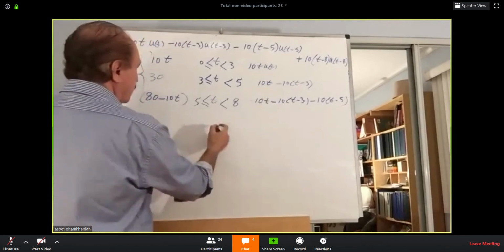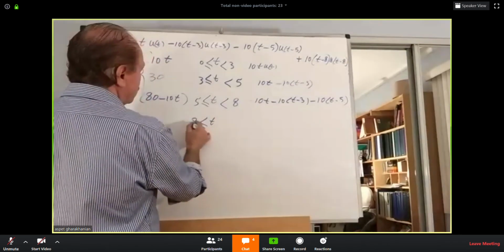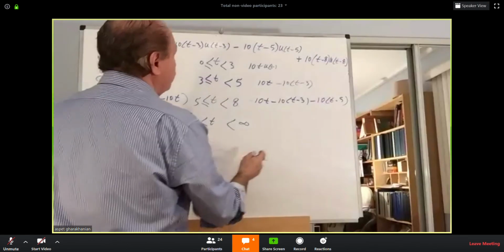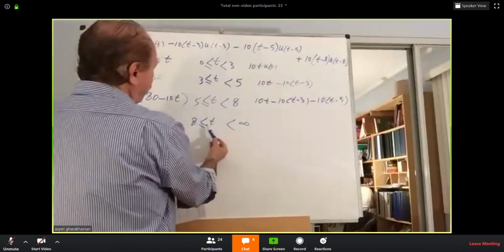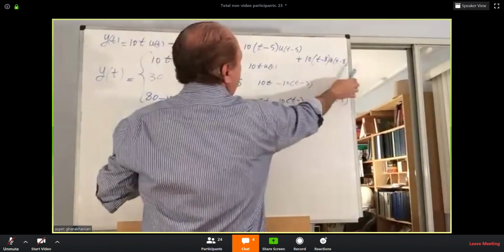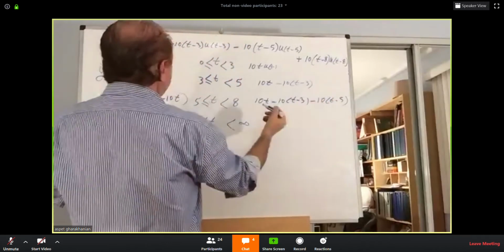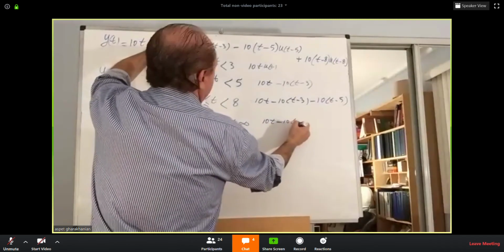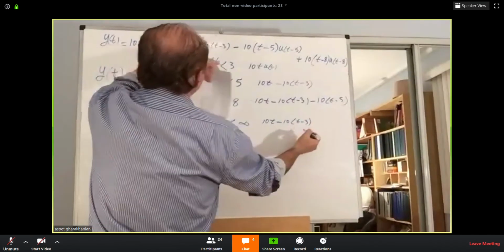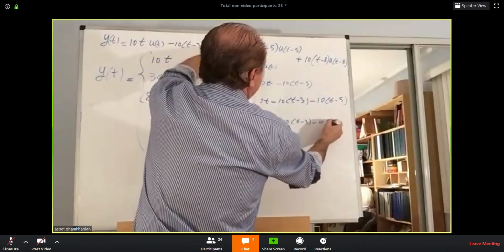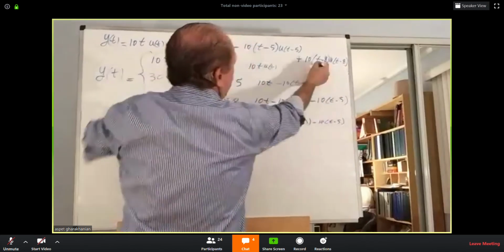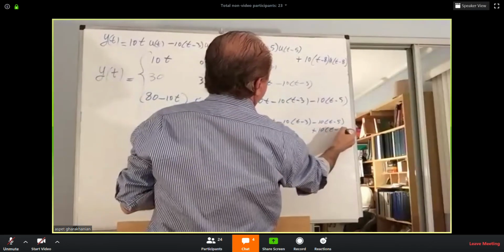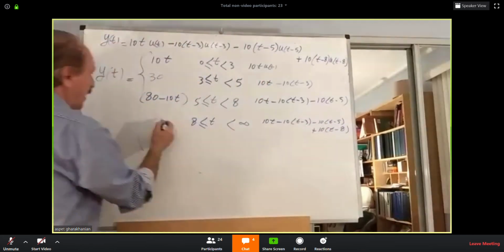And the final thing is t greater or equal to 8, but less than infinity. Here, what will happen? Now we have t greater than 8. For t greater than 8, this term stays. So terms that are staying are 10t, minus 10(t minus 3), the second, minus 10(t minus 5), and finally that term is in because t is greater than 8, so it is 10(t minus 8). Add them up, the outcome will be 0.